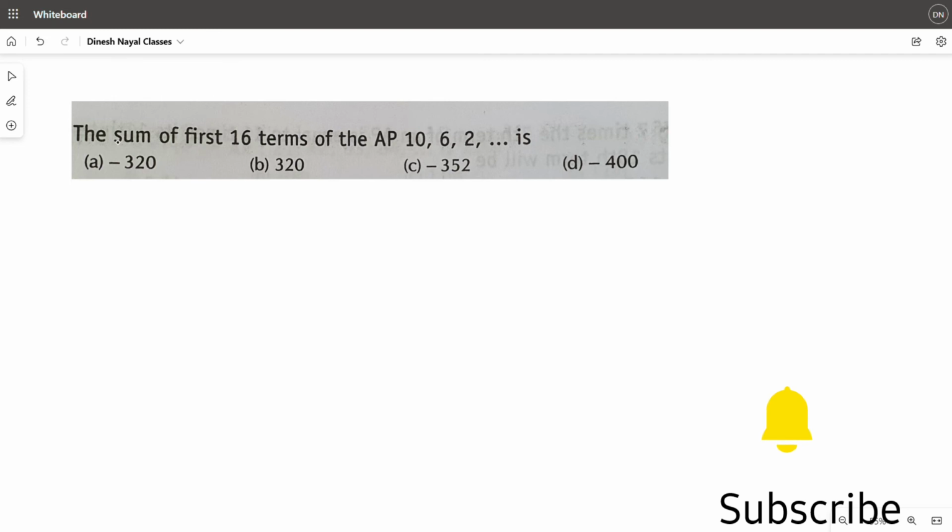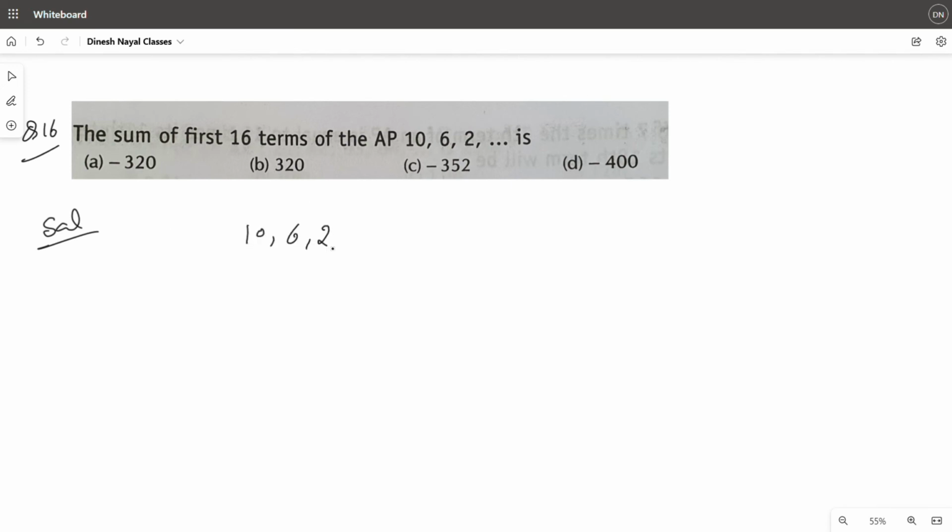Question 16. Question 16 is the sum of first 16 terms of an AP. The AP is 10, 6, 2 and so on. So we have to find the sum of first 16 terms. So what is the first term? First of all, this is the AP, 10, 6 and 2. So we have to find the first term.